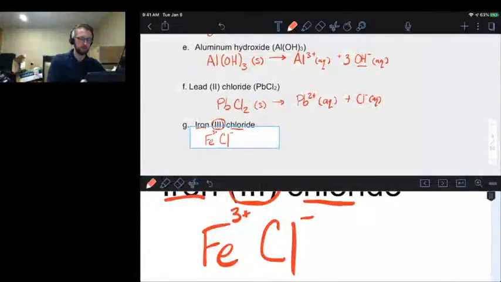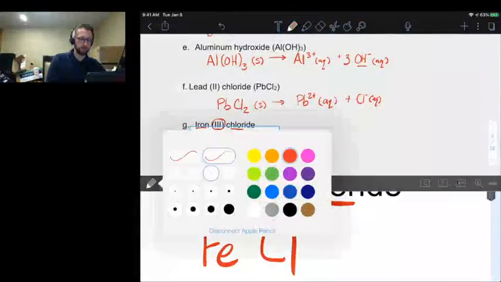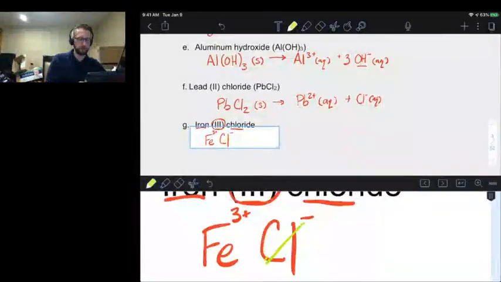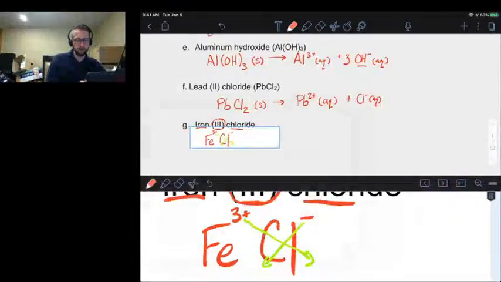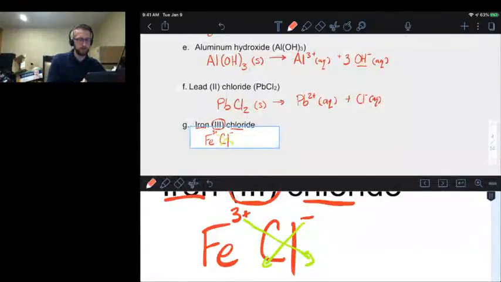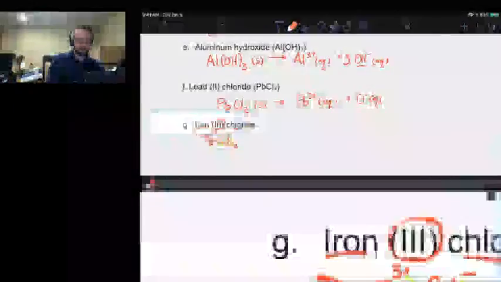And then you can try, sometimes this works, to do a crisscross to find your formula. So I bring the 1 from chlorine down, which means that I have 1 iron, so I don't have to write a number. And I bring the 3 down to write out the 3 for the chlorine, like so.